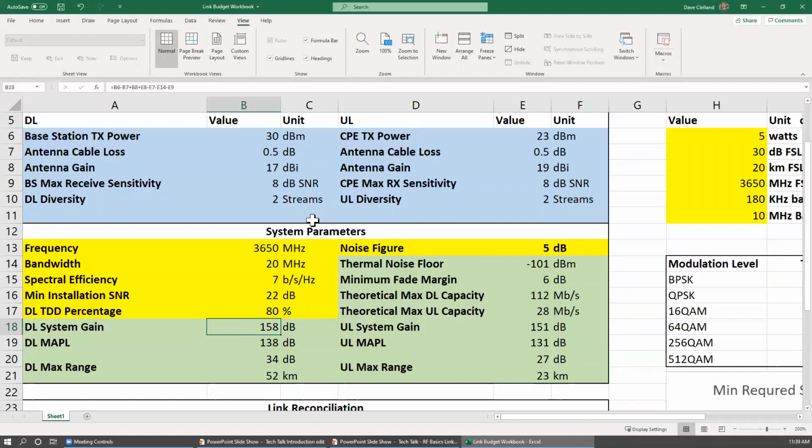The other thing you notice is that my downlink system gain and my uplink system gain are two different values. Why is that? That's because I have more power in the base station in the downlink than I have in the CPE transmitting in the uplink in this particular case. If I made these the same, you'd see 158 in both directions. But if my CPE transmit power is only 23, then we have some difference in our system gain. I'll talk about what this means in a minute.